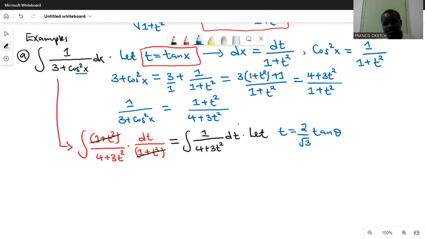So I need to differentiate this one so that I know what is dt d theta. So from here, when you differentiate, you get dt d theta being equal to 2 over root 3 times, when you differentiate tan theta, you get sec squared of theta.